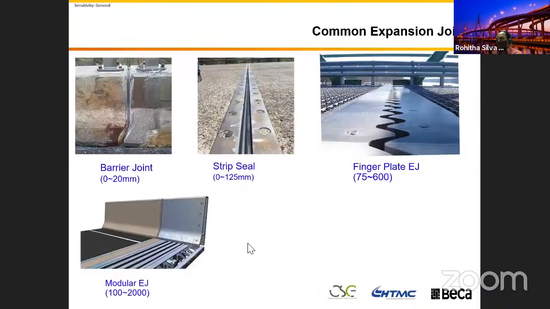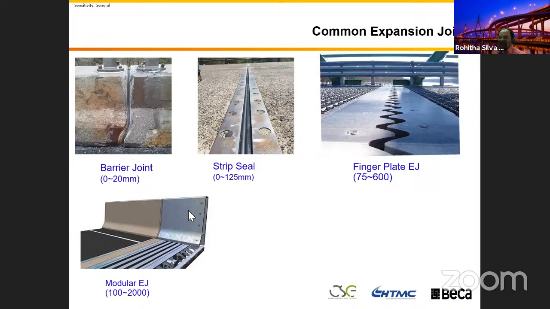Yeah. We provide the expansion joints. We're going to discuss this one in detail later. In the bridge barrier, we have a joint. Those joints can accommodate 0 to 20 mm. We use this joint in the bridge approaches. And for small span bridges, we use a strip seal joint. You saw that one in that calculation, that 95 meter, you can come up with the strip seal. The other one, if you need a larger span, you can use a finger plate. It can go up to 600.